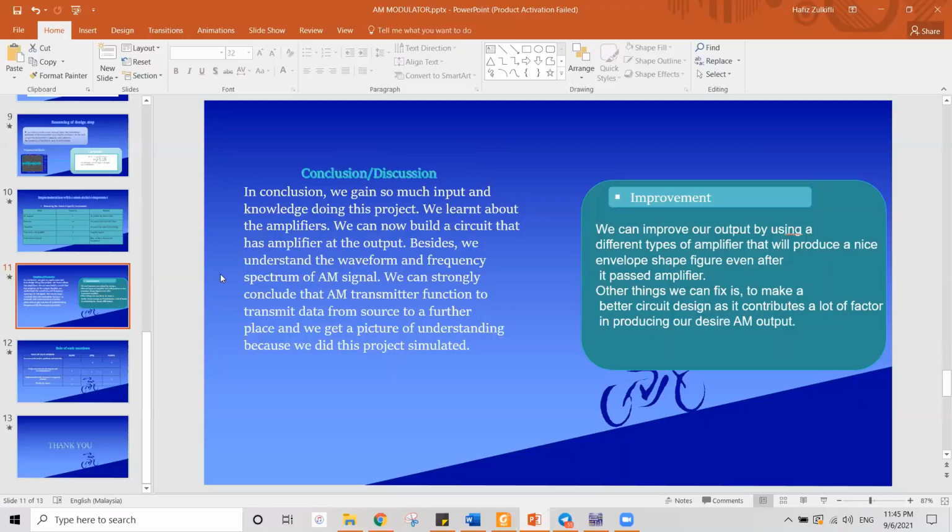For the improvement, we can improve our output by using different types of amplifier that will produce a nice envelope shape figure even after it is amplified. Other things, we can fix to make a better circuit, as it contributes a lot of factors in producing our desired AM output.